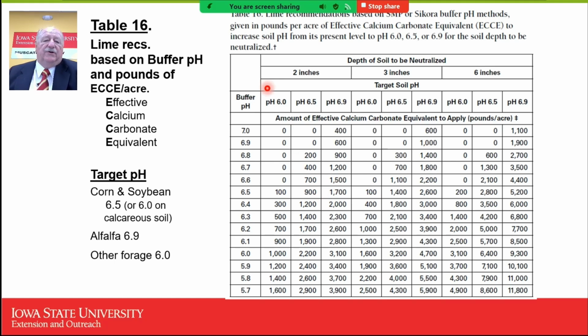But one of the things you'll notice over here is what's called the buffer pH. The difference between pH and buffer pH: pH is what the soil, what the plant senses. That tells us whether or not we need to add lime.